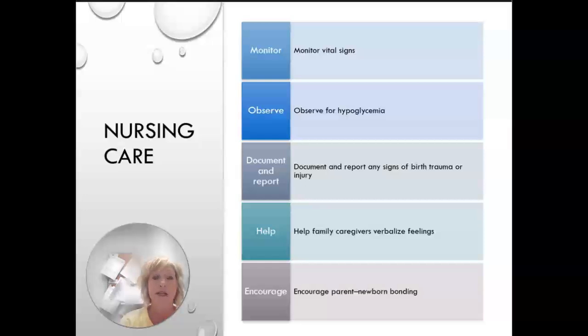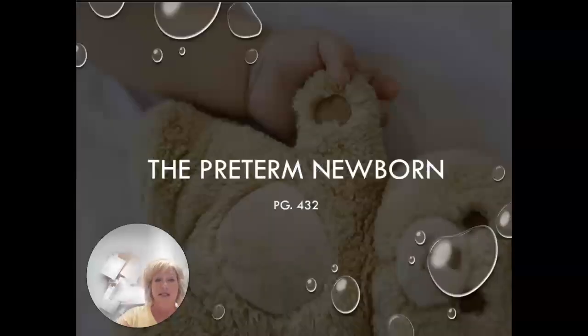So we're looking for vital signs. We're looking at temperature. We're looking at respiratory. We're looking at cardiovascular. We're monitoring all that. We're looking for hypoglycemia. So we're looking for blood glucose. We're going to document any birth trauma. Make sure we get that documented right away. Help family bond and help the babies do what they need to be doing to be successful.